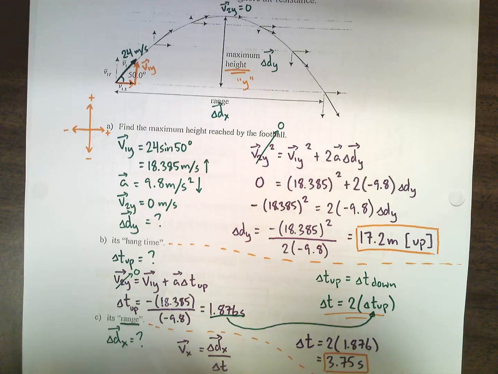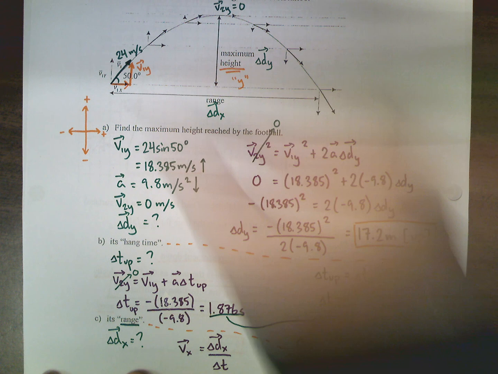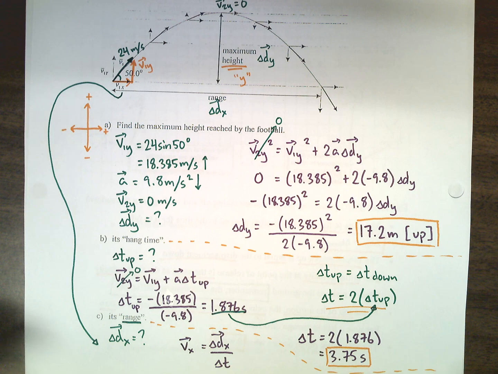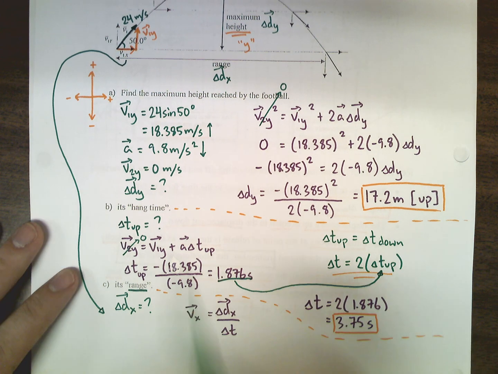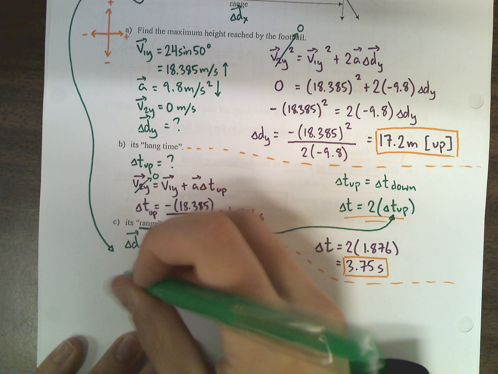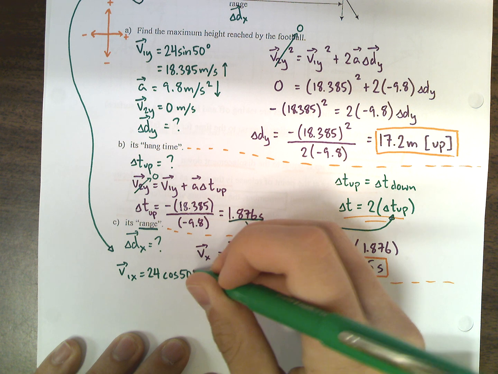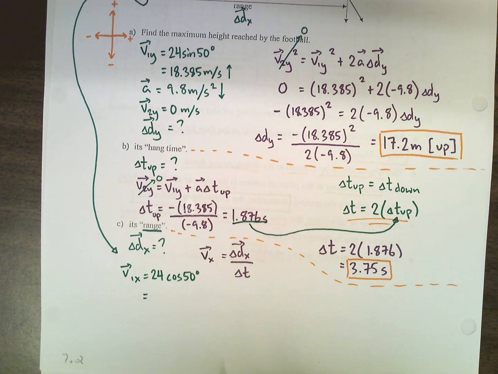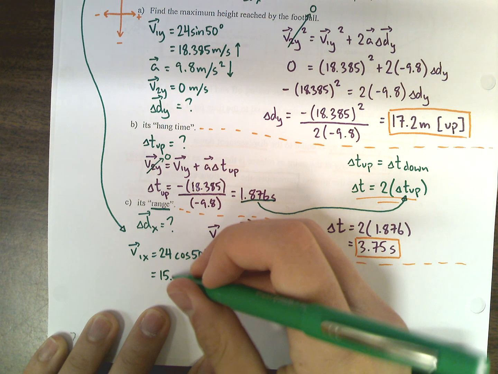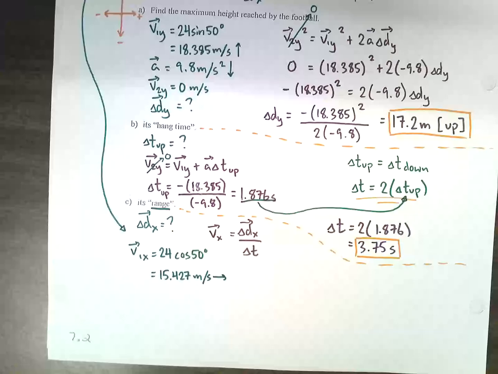We can find Vx way up here. Maybe I'll draw an arrow all the way down here. It's right here, and it stays the same the entire time, right? So remember, V1y was 24 sine 50. Now, V1x is 24 cos 50, and it never changes throughout the entire question, right? So once we find it here, if you plug 24 cos 50 into your calculators, you should get 15.427 meters per second, and that's to the right or forward.